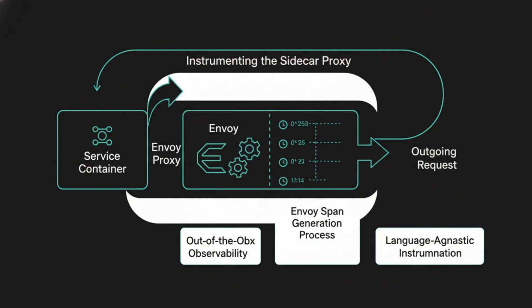This method ensures consistent measurement across different programming languages and frameworks within your ecosystem. For high availability patterns, this language-agnostic approach is essential for maintaining a unified observability strategy across diverse engineering teams.